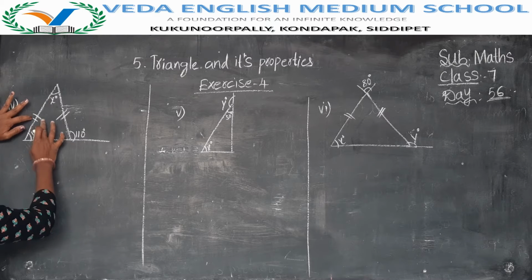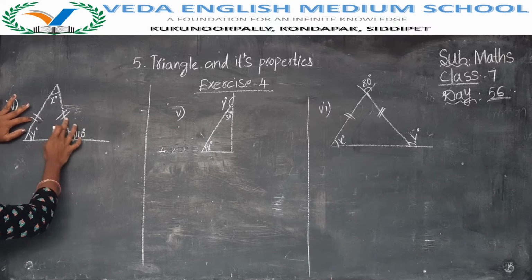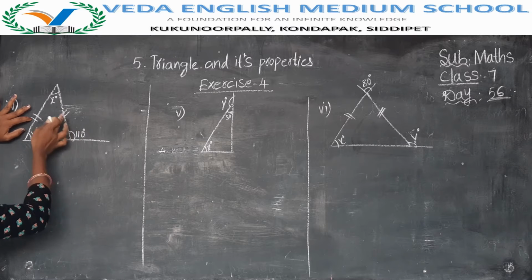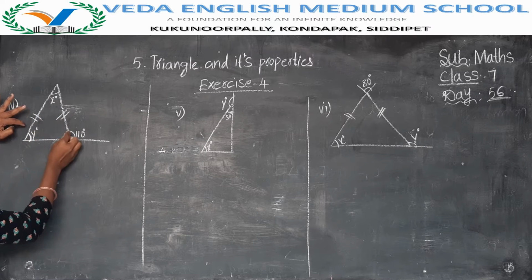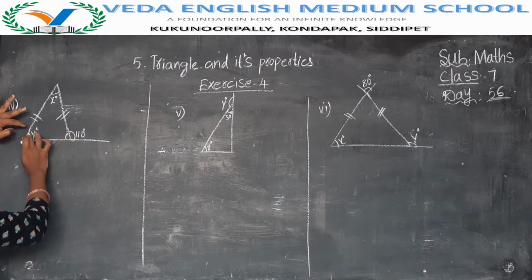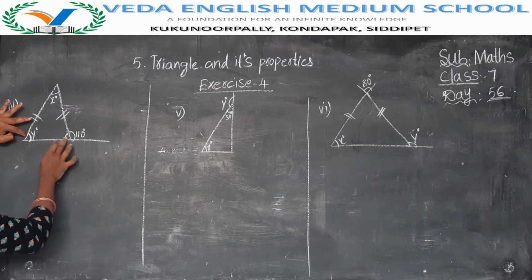Now these two lines represent that these two angles are equal. These two angles are equal, not these two. These two angles are equal.